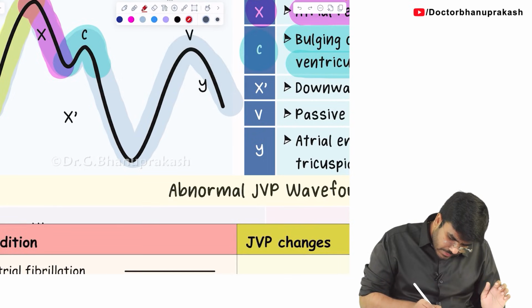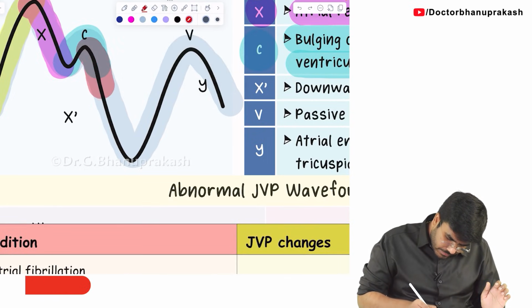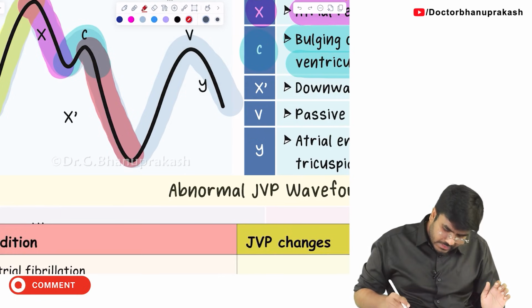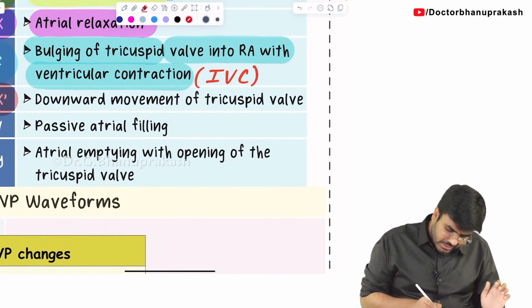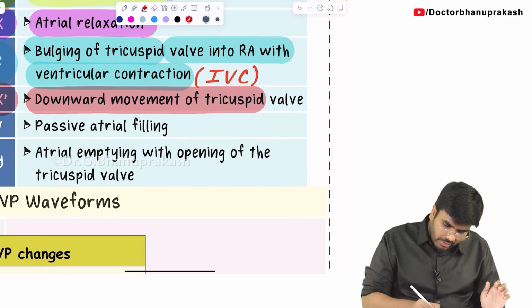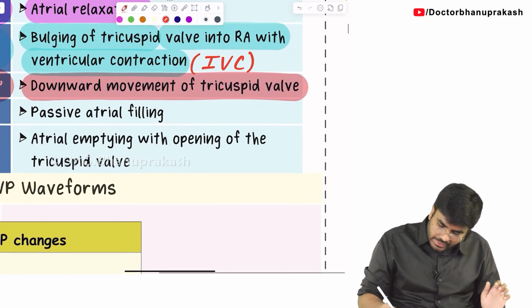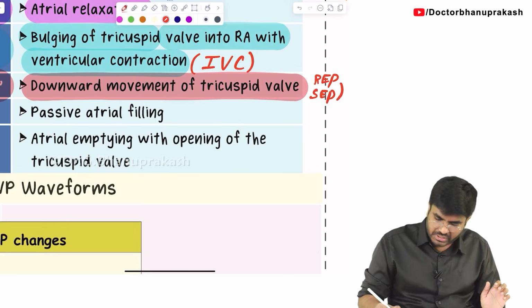So here, this X dash is due to downward movement of the tricuspid valve. But in which phase of the cardiac cycle is it happening? It is happening during the rapid ejection phase and slow ejection phase.